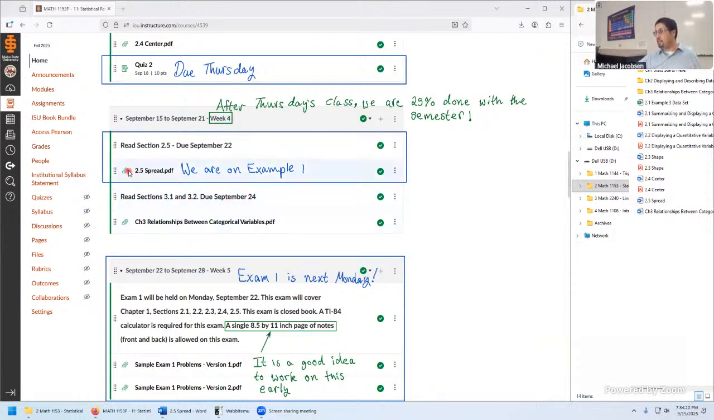Okay, well, we're on example one of section 2.5. This is the cutoff section. So we still have to move forward on Wednesday when we're beyond 2.5. We'll be getting into chapter 3 material. But for the purpose of the exam, this is where it all ends.